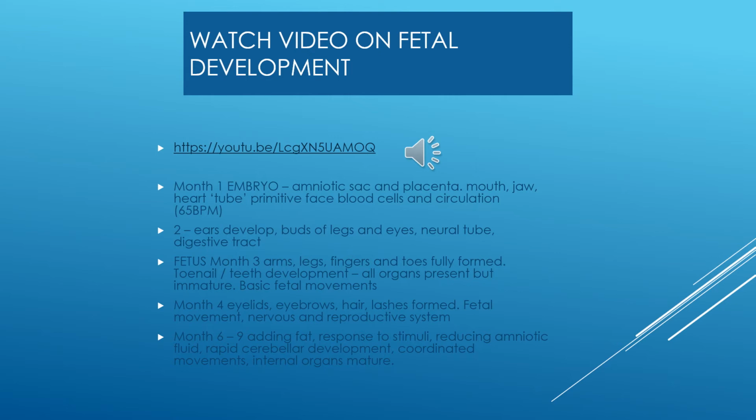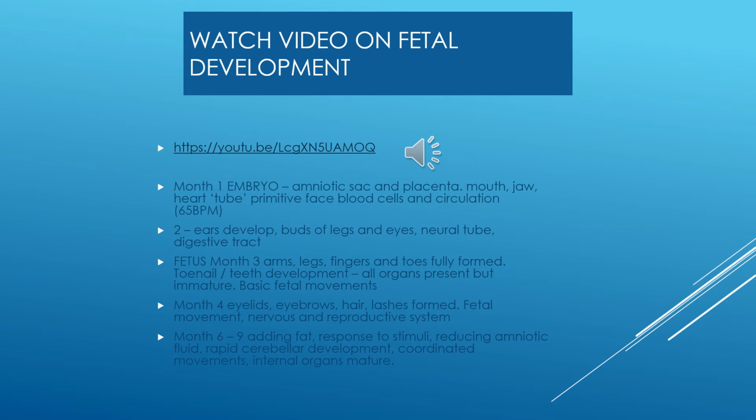At month 3, you start to see the arms, legs, fingers, toes fully formed, and you'll see all this in the YouTube video that I've got showing you in a few minutes. You start to see toenails and teeth developing. You start to see all organs are present, but they're really, really immature. And then you can see the twitching movements.